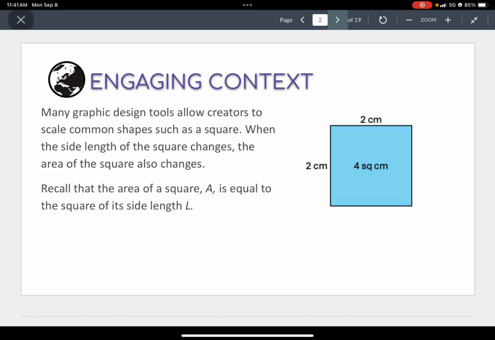In the example, we see that we have a square with side length 2 centimeters. Because 2 centimeters times 2 centimeters is 4 square centimeters, the area of this square is 4 square centimeters. We denote the area in the middle of the square.